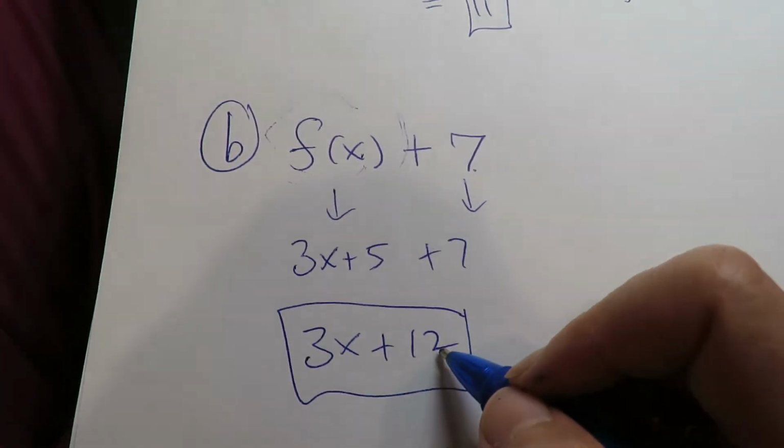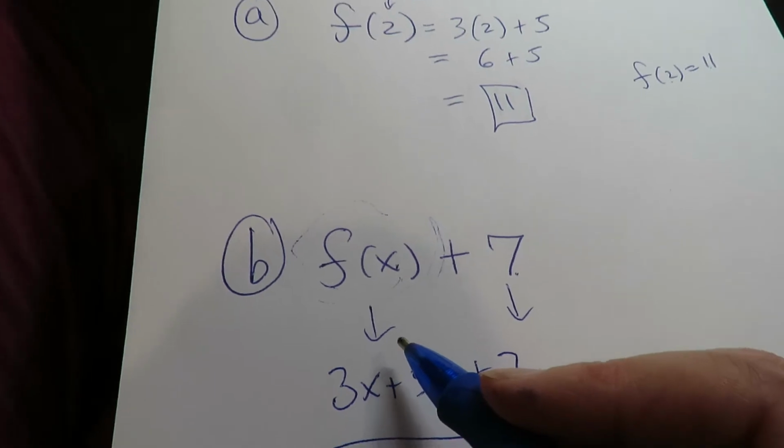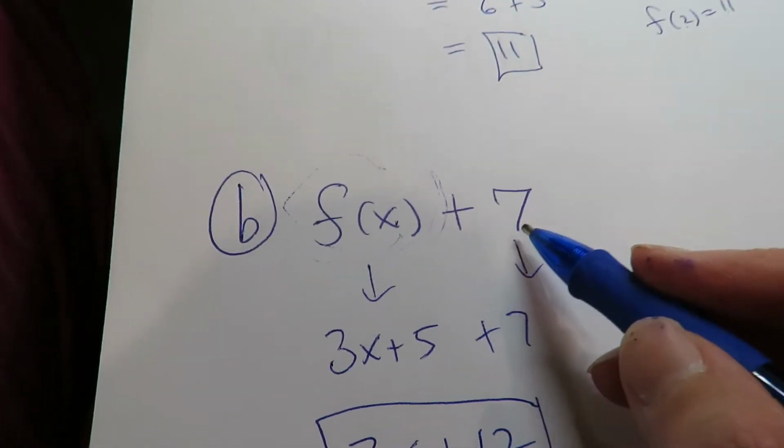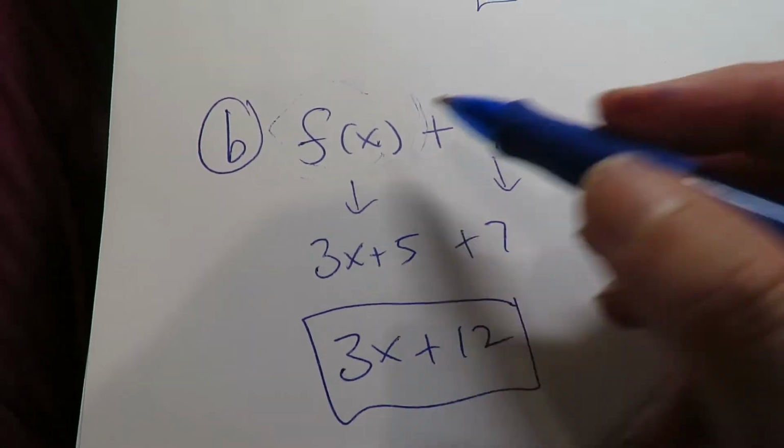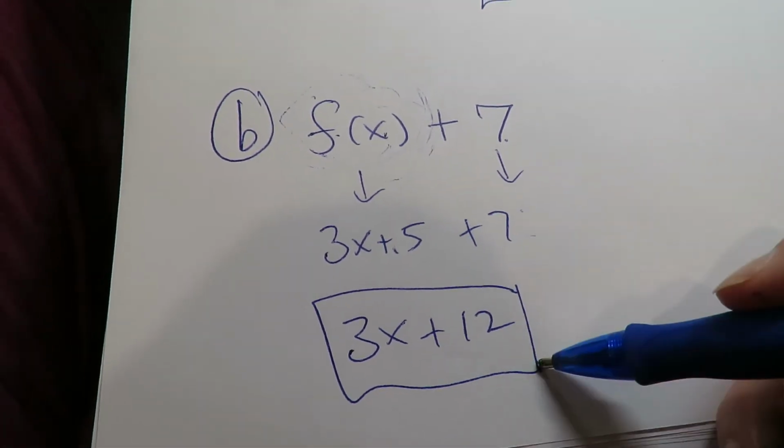So that time I'm putting something after the function and not in the function. So be careful whether what you're doing is after the function or in the function. That's just saying take the whole original guy and add 7 to it. Make it 7 bigger. So we get that.